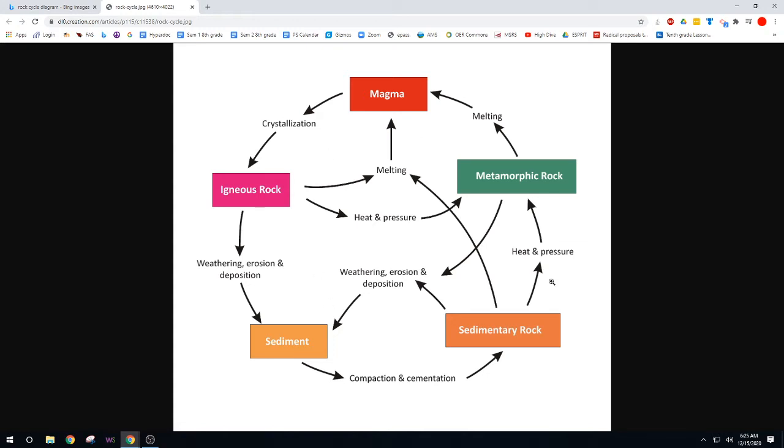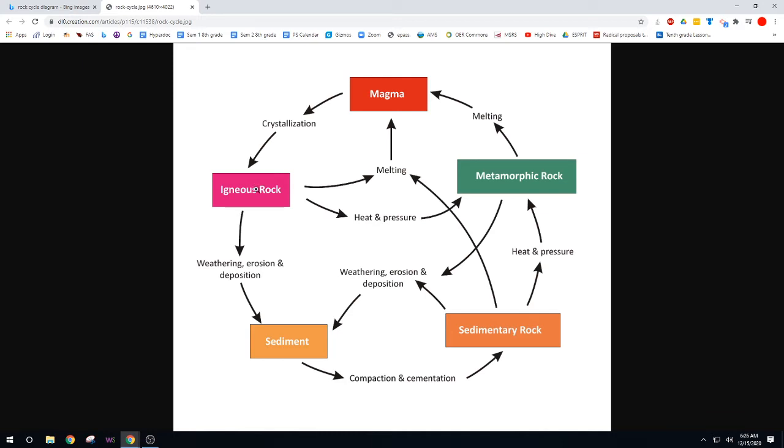So on this diagram, we have our types of rocks. We have our igneous rock, we have our metamorphic rock, and we have our sedimentary rock. And we can start anywhere. Each type of rock has something that hopefully you go, boom, I know what it is. I normally start in our 8th grade with an igneous rock.